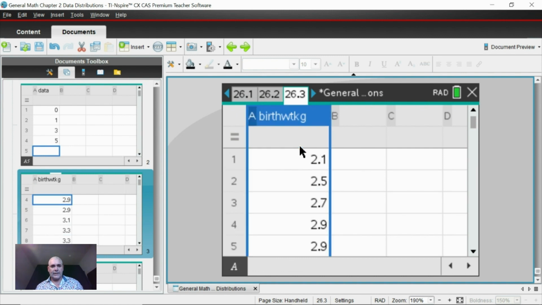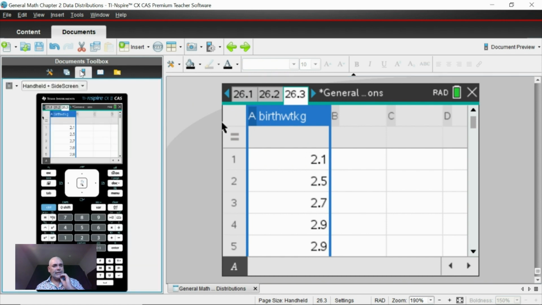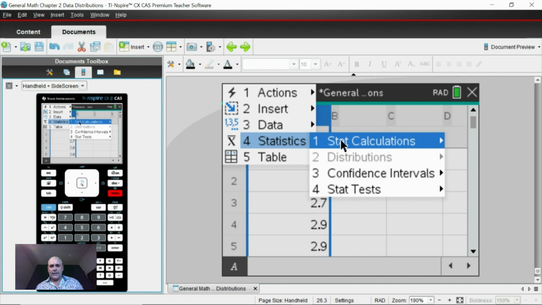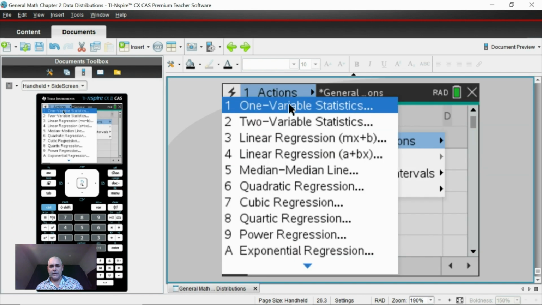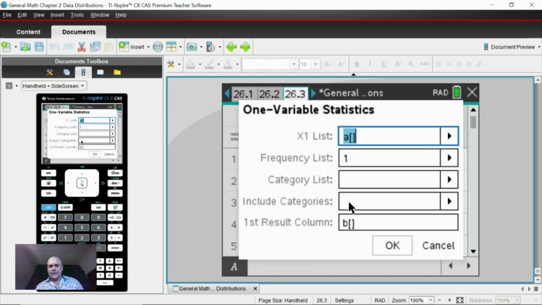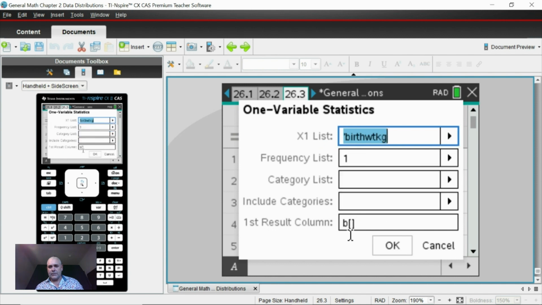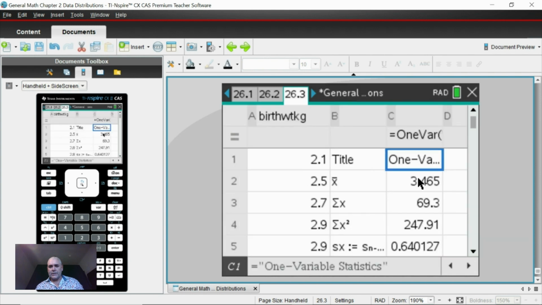I've been checking that. And if I go onto the calculator now, with a couple of clicks here, I can get my summary statistics, one variable stats. That's one list, and birth weight in kgs. That's what I'm looking for. And let's put it in column B. Okay. So the mean is 3.46.